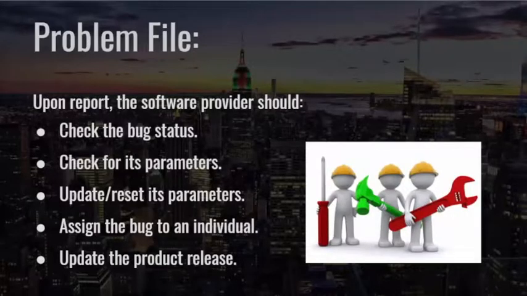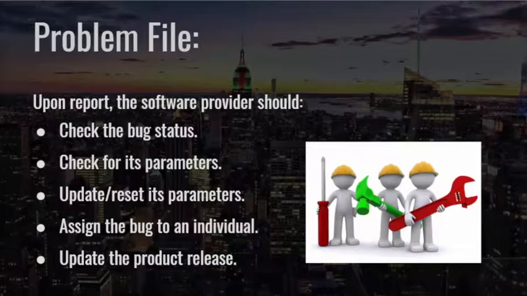Managing the problem file. When a client reports a bug in the software, there are several steps that the provider must take. The first step is that the moderator will establish the status of the bug to help the course of action to be taken, and when the status is unconfirmed, it means that the issue is not addressed and thus needs to be assigned to someone to begin addressing it.